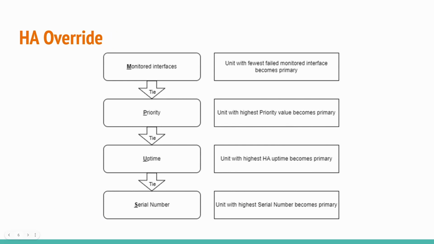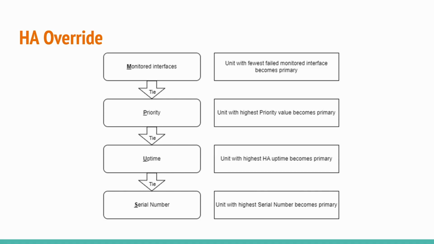Now, if you had HA override enabled, we can see how that behavior changes. The cluster still starts by looking at the monitored interfaces. So the unit with the fewest failed interfaces is still preferred because the FortiGate wants the healthiest unit to be the active. But if there's still a tie, what it's going to check now is the priority, and that's the difference here. When HA override is enabled, the unit with the highest configured priority is preferred before the HA uptime is even considered. So if the priority is also tied, it will then move on to HA uptime. And if there's still no difference after that, it will then move on to the serial number.